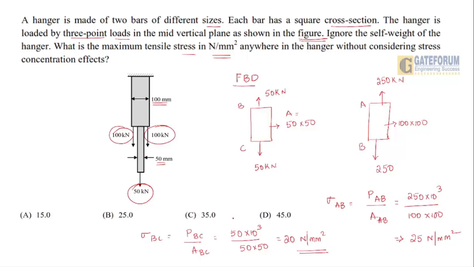So he is asking you anywhere in the hanger without considering the stress concentration. So obviously sigma max, where you are going to get it, is at AB: 25 Newton per mm square. Option B will be the appropriate right answer for the given question. Moving to the next question.